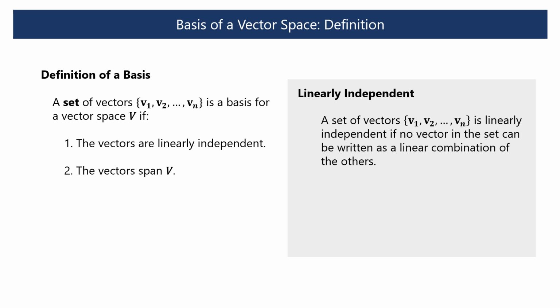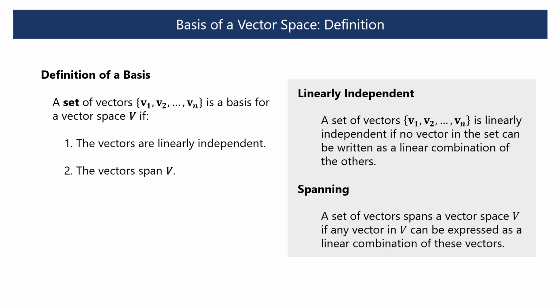What do we mean by linearly independent? A set of vectors is linearly independent if no vector in the set can be written as a linear combination of the others. In simpler terms, none of the vectors are redundant. Each adds a new direction to the space. Next, what does spanning mean? A set of vectors spans a vector space V if any vector in V can be expressed as a linear combination of these vectors.